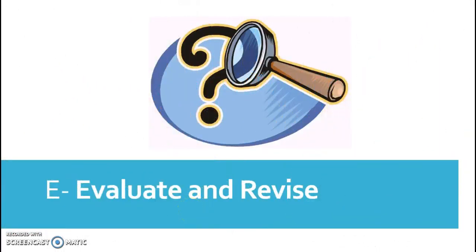The E in the ASSURE model stands for Evaluate and Revise. In this step, teachers should evaluate the impact of their teaching on student learning. Teachers should ask personal questions that will help them understand if the goal that they have set for their students is achieved. Teachers should also be able to focus on feedback from their students as well.